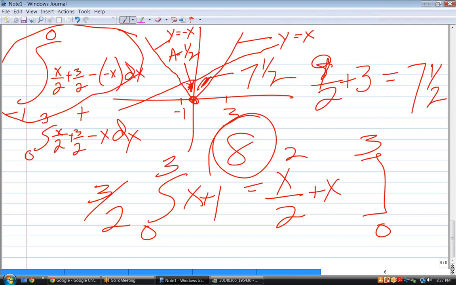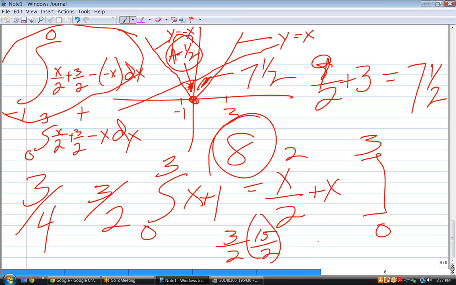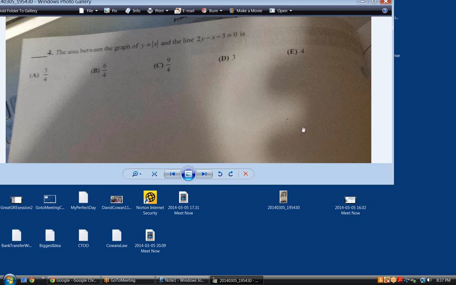No. Oh, did I multiply everything by 3 halves? I did not. I didn't multiply the first one by 3 halves, which made it 3 fourths. And I got to multiply the second one by 3 halves, which I forgot to do. I'm multiplying 15 halves by 3 halves, so that's 45 fourths. 48 fourths is our answer. 12. No.